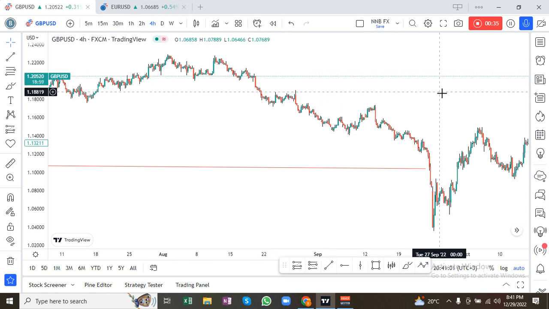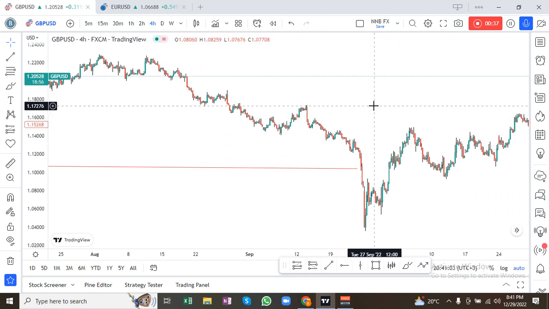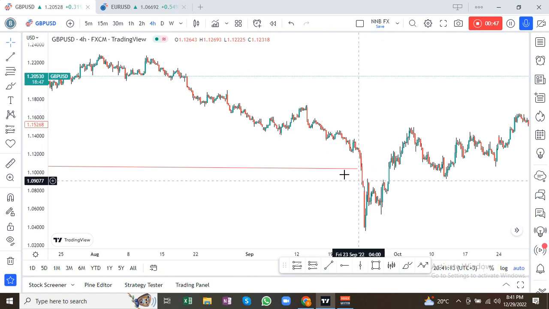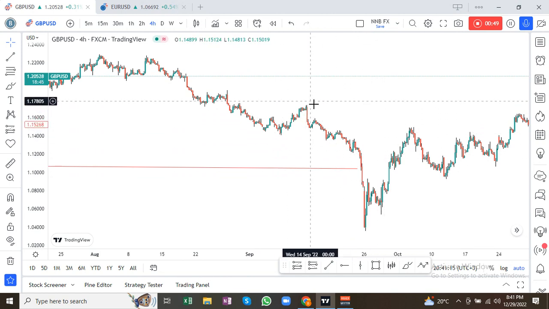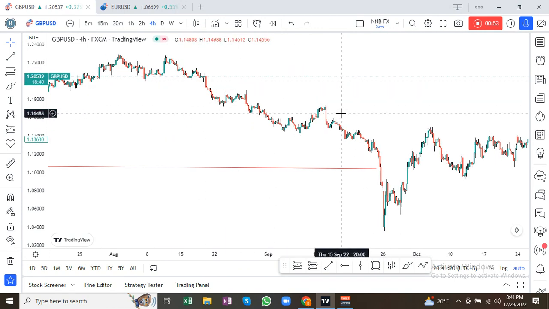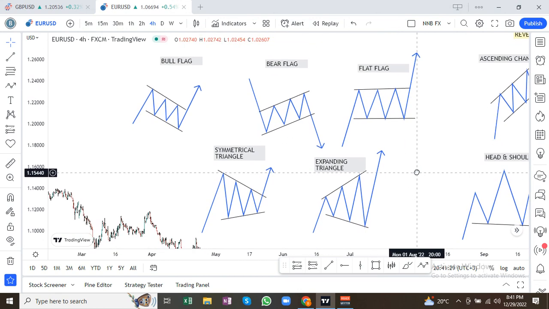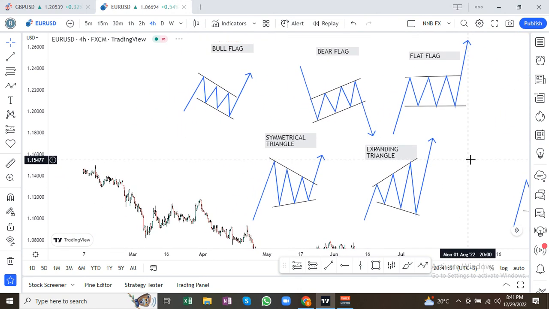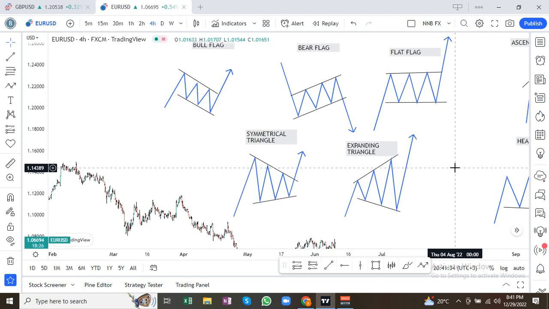Impulse, correction, impulse, and as it is making those impulse and correction moves, it usually forms patterns. Using these patterns, we can know whether the market is about to reverse or to continue in the same direction as it was going. So these patterns are divided into two: reversal patterns and continuation patterns. We will start with continuation patterns. We'll just go through the most common patterns.